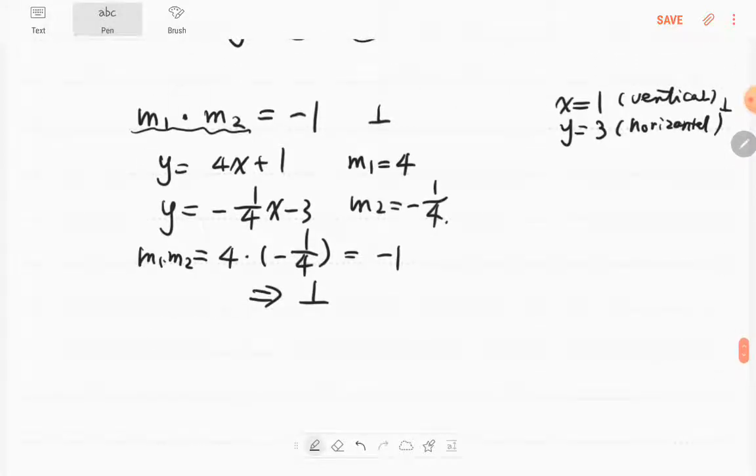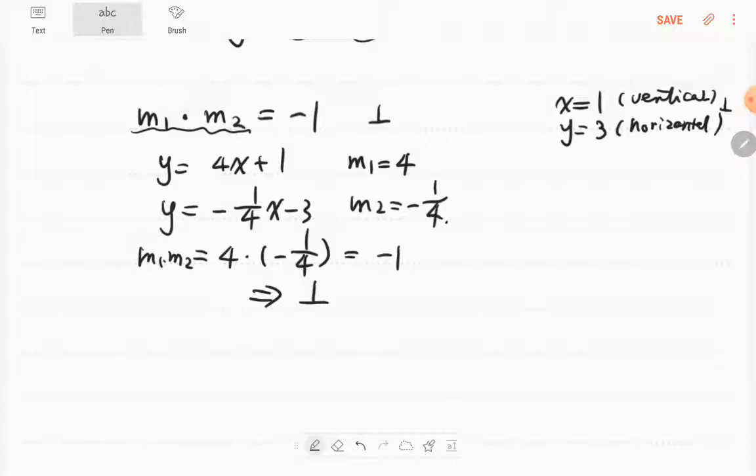So first, when we have two lines, we check if they have the same slope. If they have the same slope, we check if they have the same intercept. If they have the same slope and the same intercept, then they're just the same line. If they have the same slope but a different intercept, then they are parallel to each other.